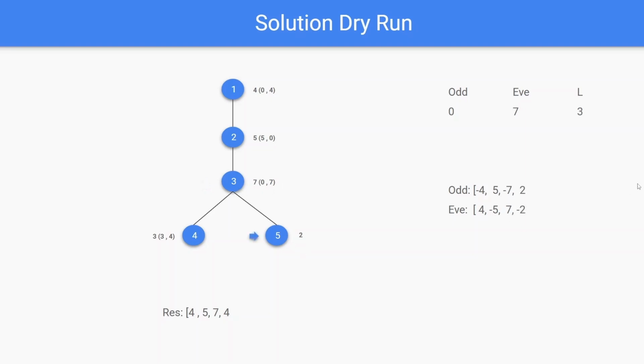When I'm at node 5, this is again at odd level. So 2 will be added to the odd series, and 2 will be subtracted from the even series, because the value of node 5 was 2. So 0 plus 2 is 2, 7 minus 2 is 5. So 2 and 5. And since I'm at odd level, the odd series value will be my result. So from here, this is the max thread value.